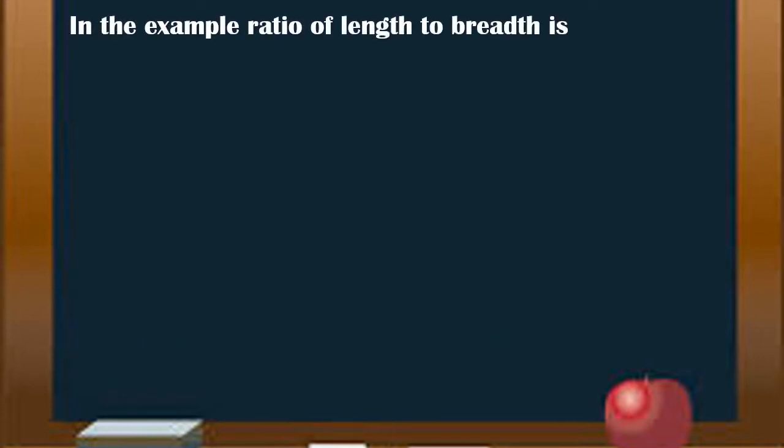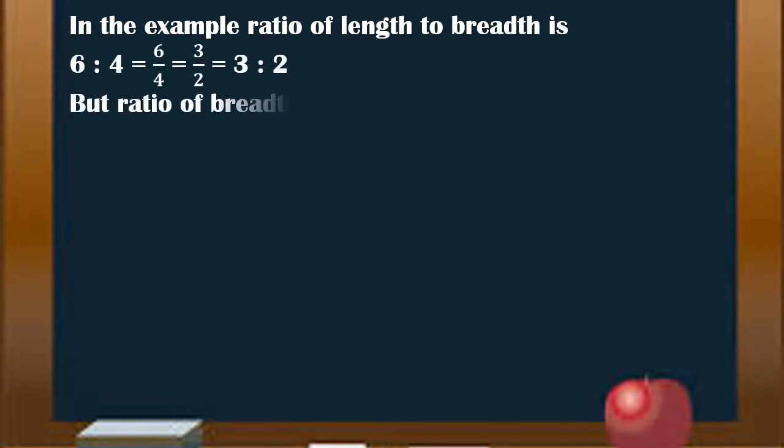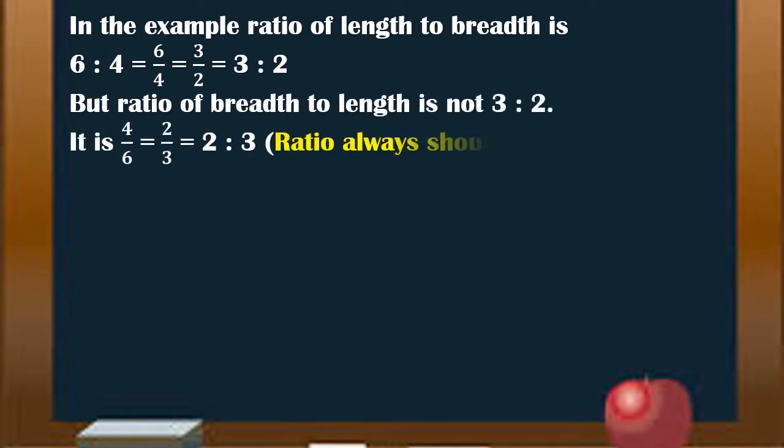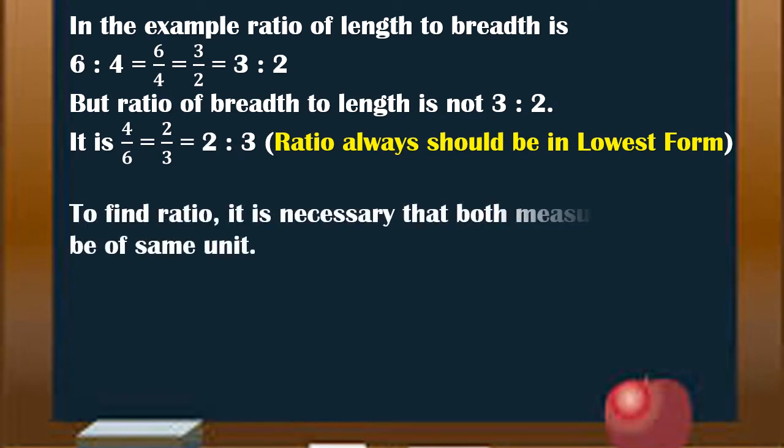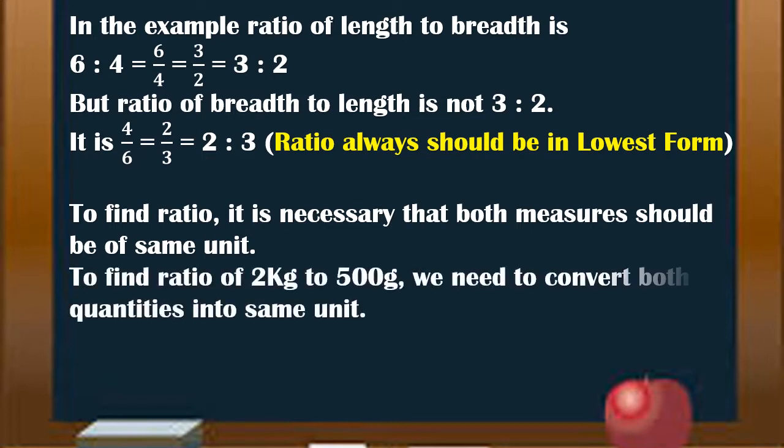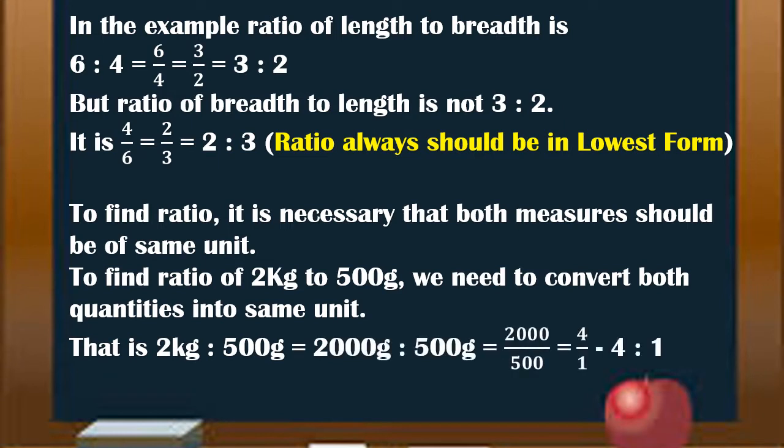Now, in the example, the ratio of length to breadth is 6:4, that is 3:2. But the ratio of breadth to length is not 3:2, it will be 2:3. And ratio should always be in the lowest form. To find a ratio, it is necessary that both measures should be of the same unit.